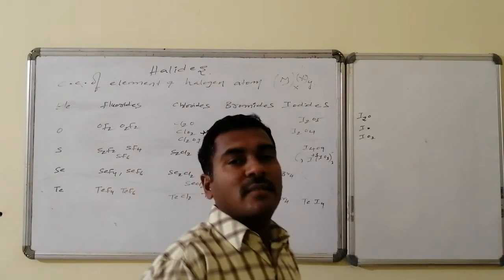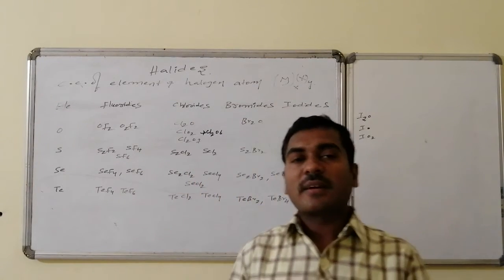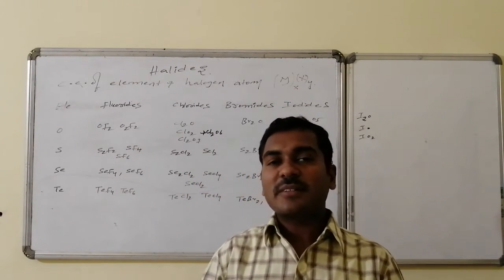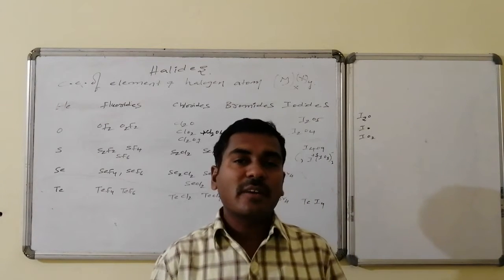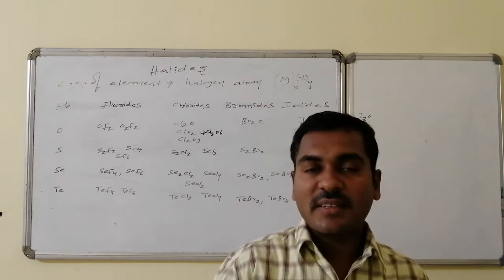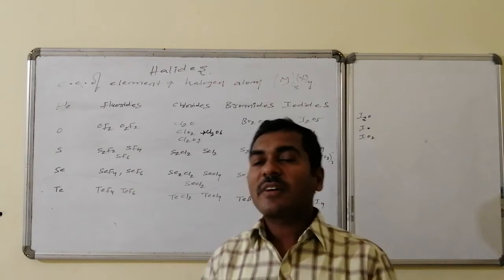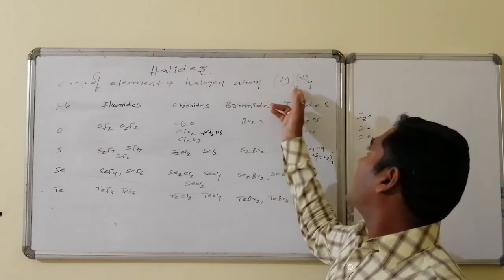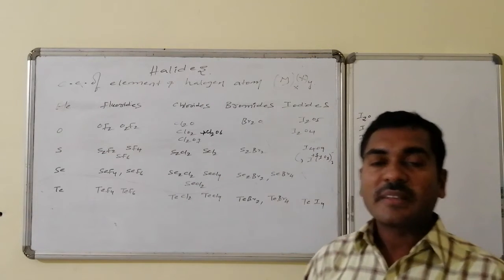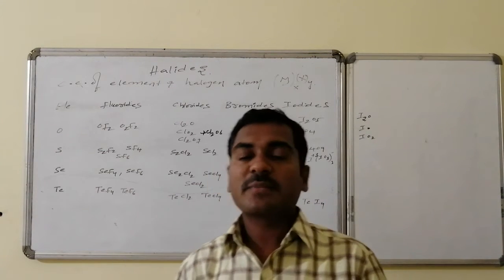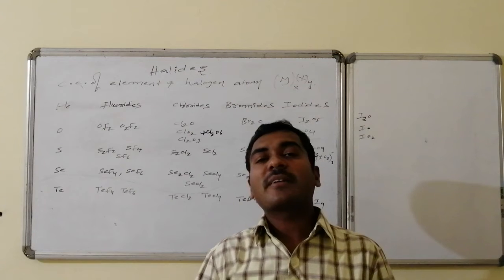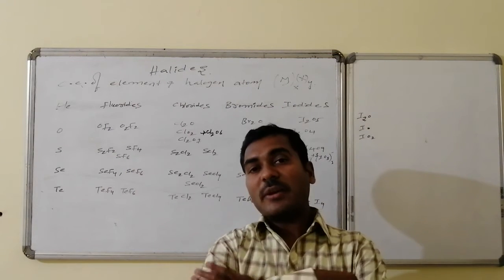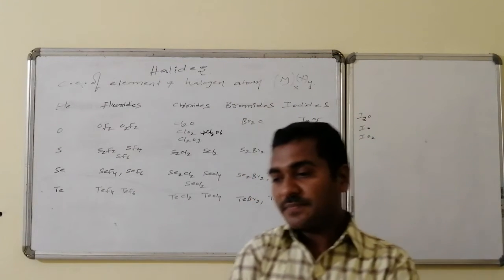Welcome friends. Let us have a discussion over the halides of the 6th group elements. The chemical combination of an element with a halogen is known as a halide. Hence the general formula can be written as MₐXᵦ, where a and b are the numbers of atoms. In that way, the general chemical formula is present. It is just the chemical combination of the 6th group element with the halogen atom.